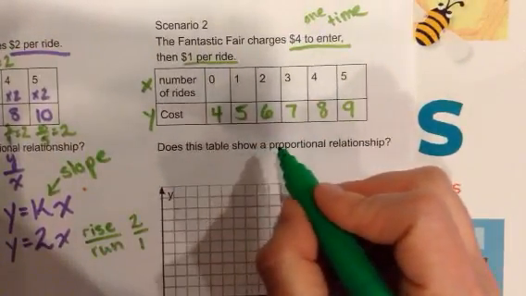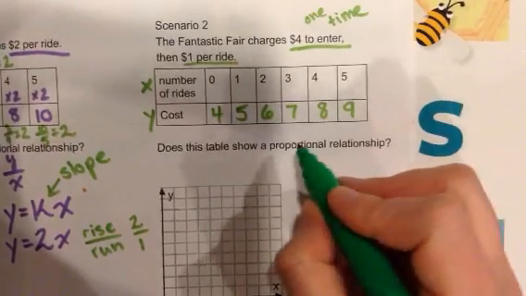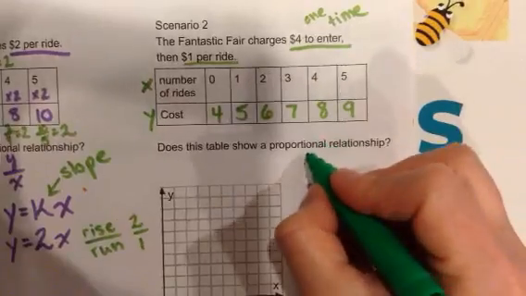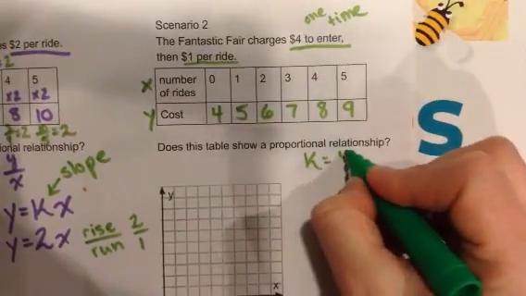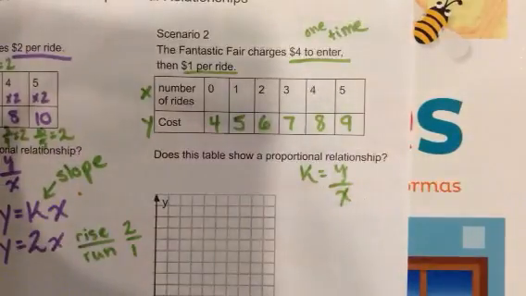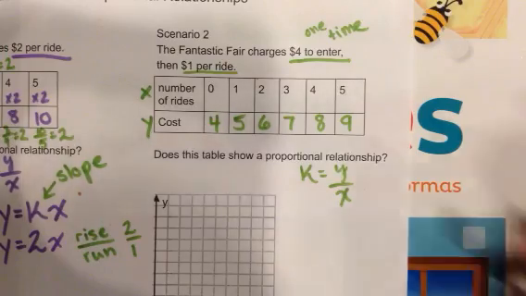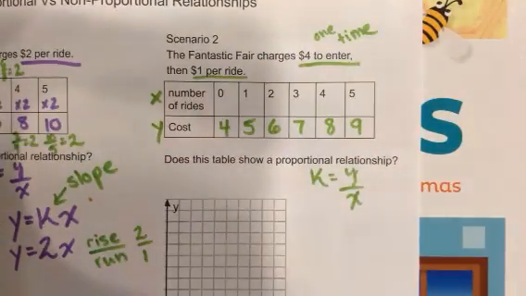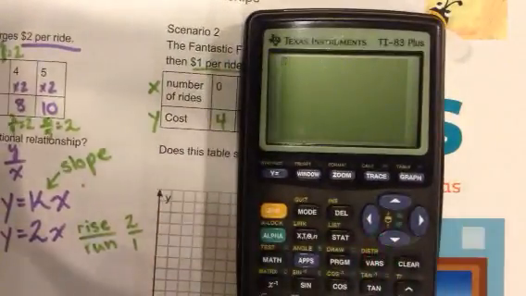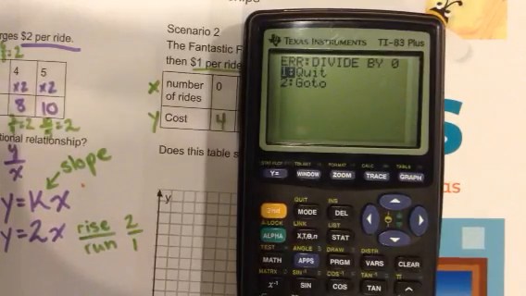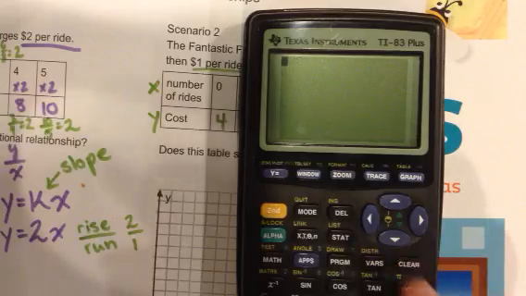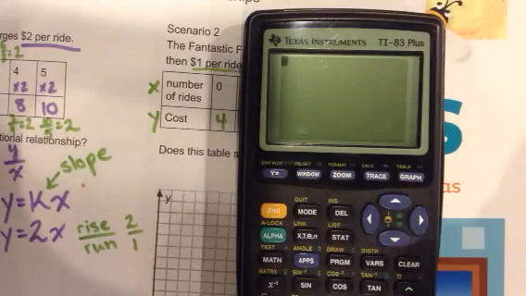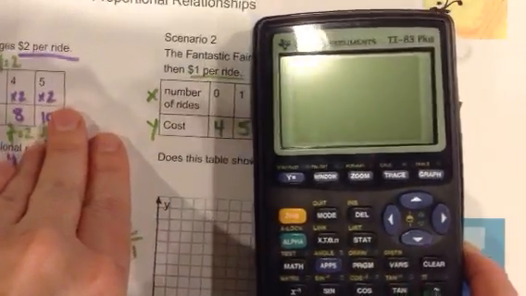Does the table show a proportional relationship? Anytime you are asked this question, you need to think of finding the constant. So write out the equation. Constant equals y divided by x. Now, 4 divided by 0, what do you think that's going to say? It says error because you cannot divide by 0. Like whenever we talked about the undefined line, the run was 0 on the bottom there. Could not divide by 0. So I'm going to skip over that one.